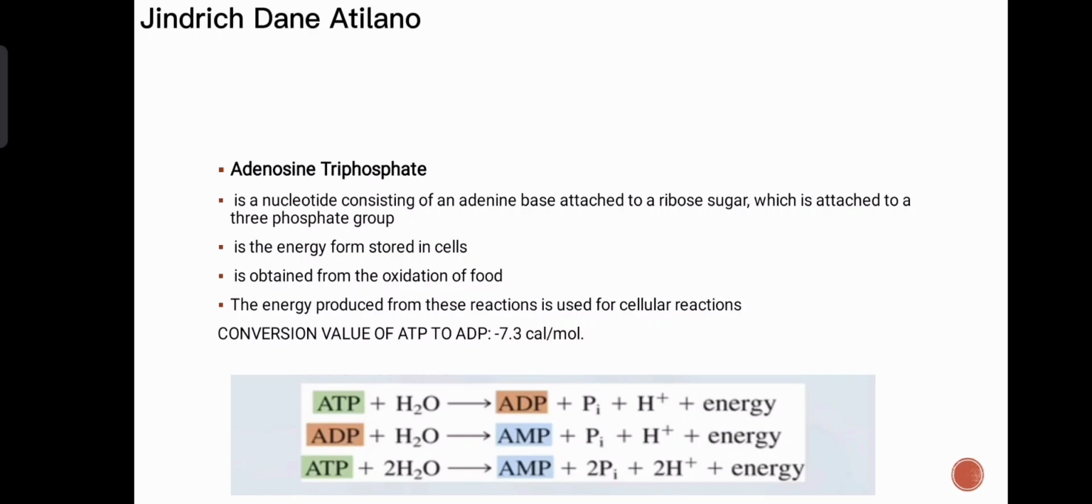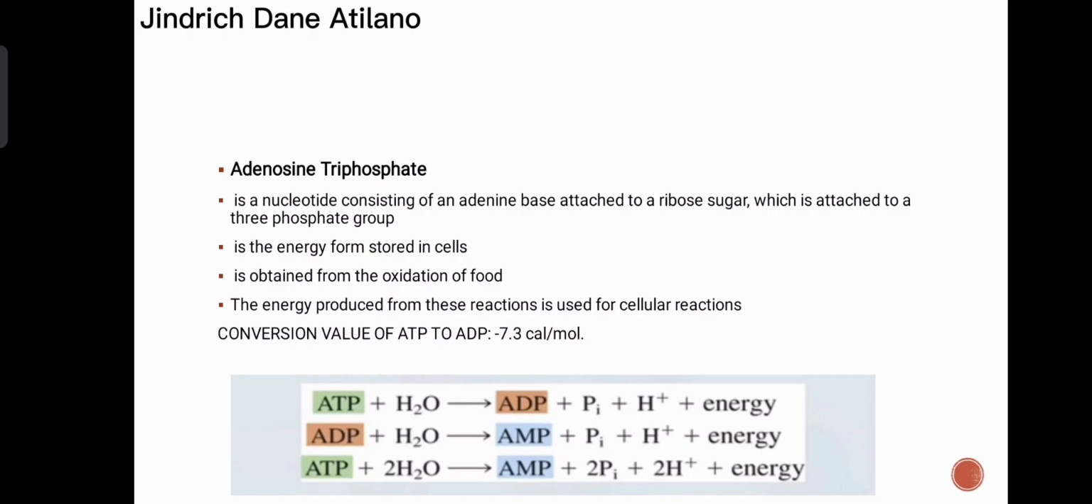The conversion value of ATP to ADP or ADP to AMP is negative 7.3 kilocalories per mole. That is the energy that was used for the hydrolysis, so now it can convert to ADP from ATP.